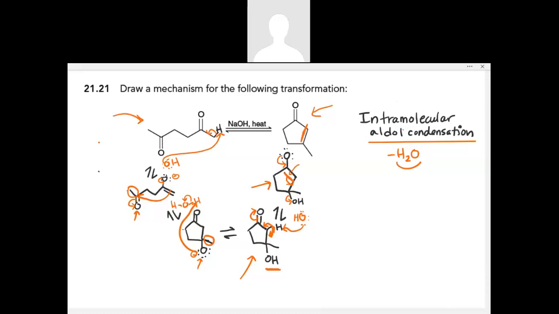So once again, we have removed a proton in one step, and then we've removed hydroxide here in a second step. So collectively, we've performed this condensation, we've removed water, and our final product here has been explained.